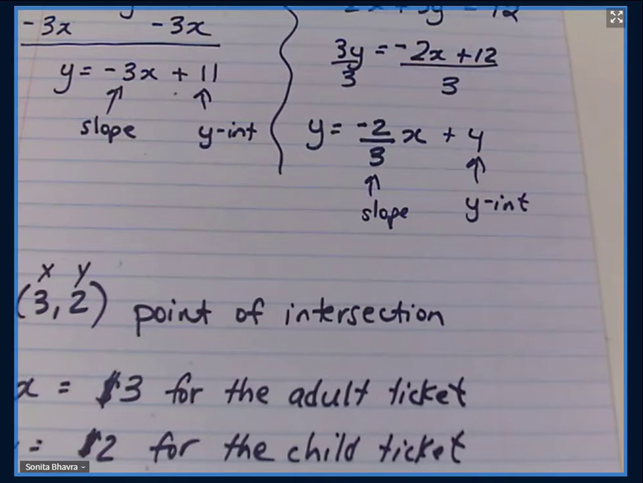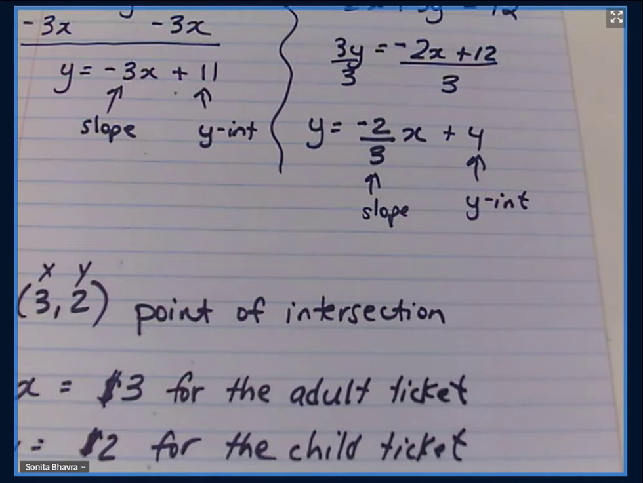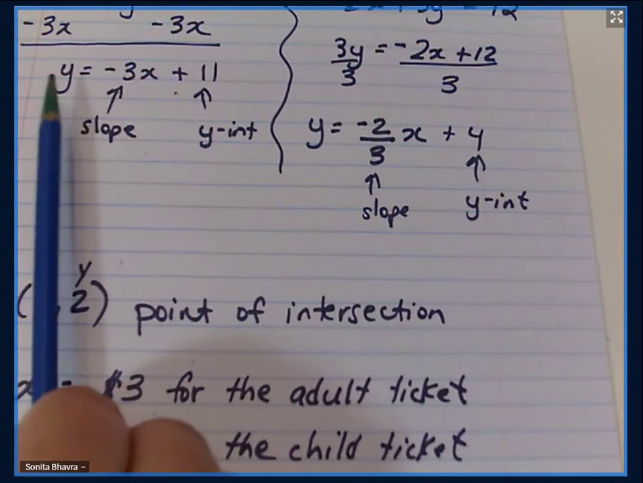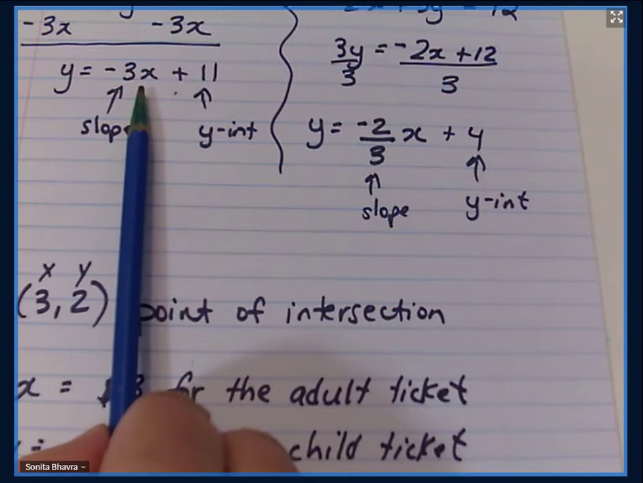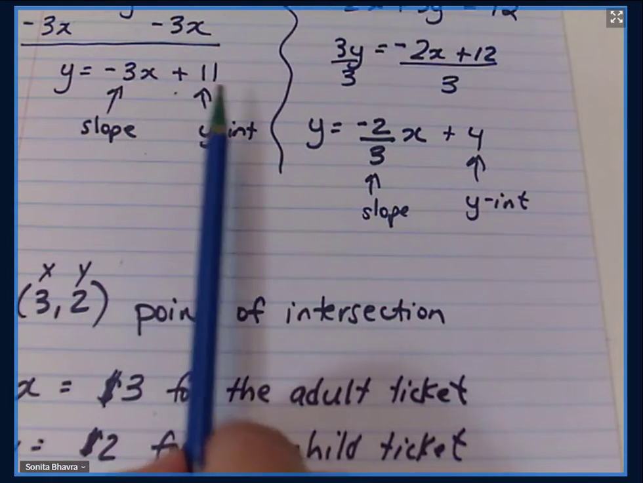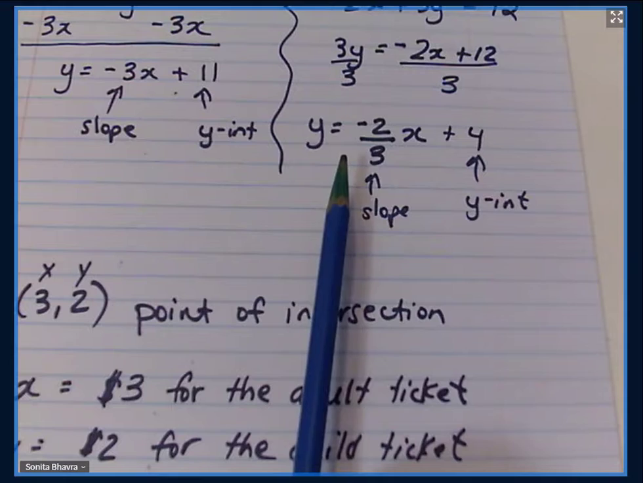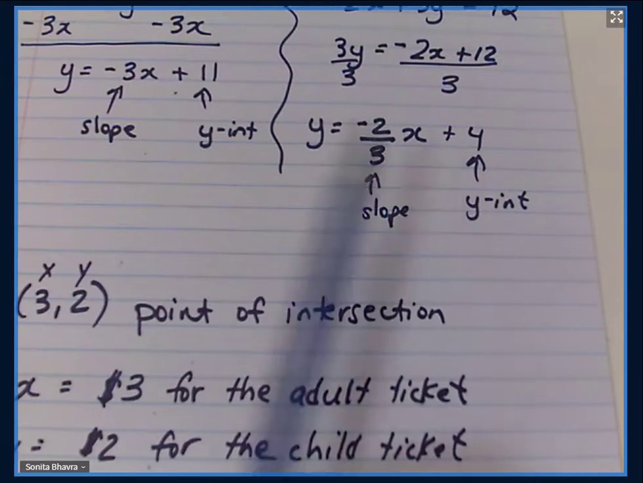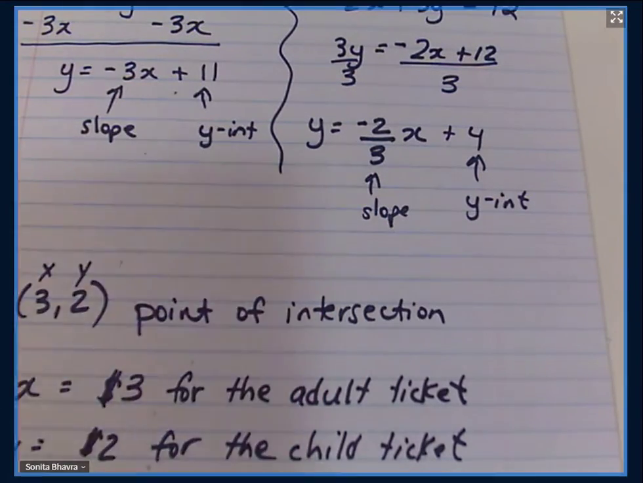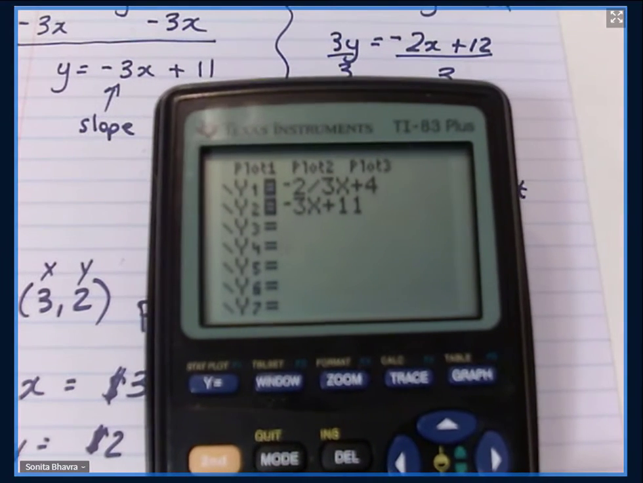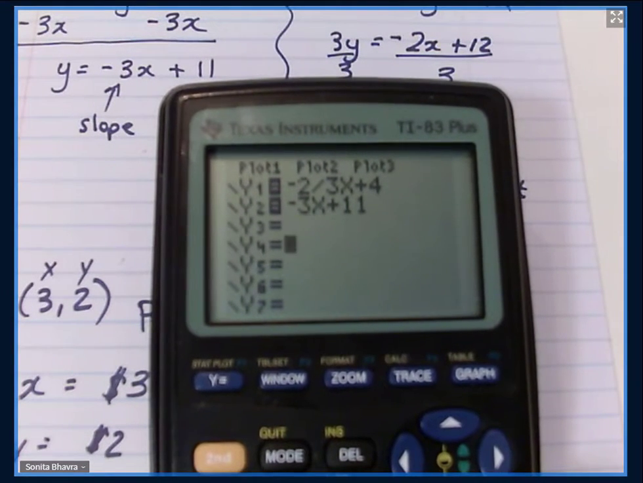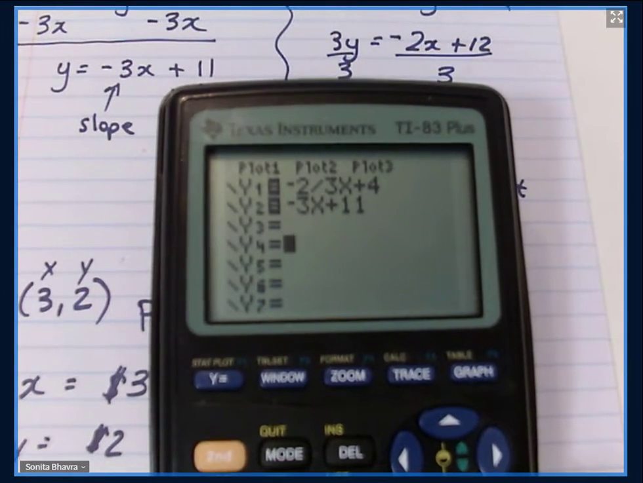So what we're doing next with these two equations is we're just going to confirm our point of intersection using our graphing calculator. So put both of the equations into the graphing calculator. First equation is y equals negative 3x plus 11. And our second equation was y equals negative 2 over 3x plus 4. So I've just done that here. I've put both the equations into my graphing calculator.